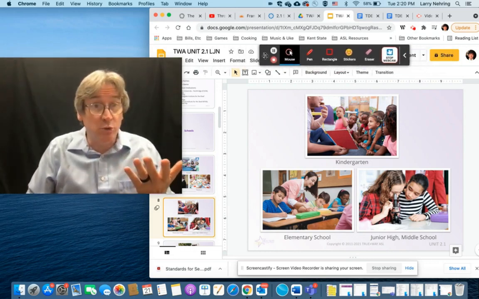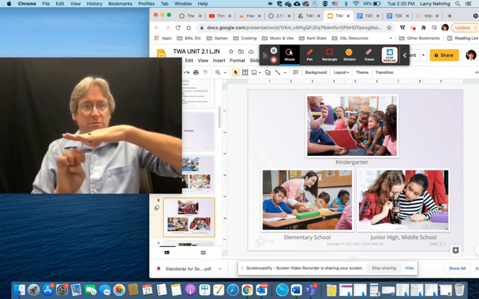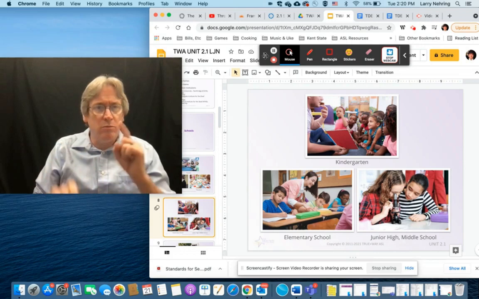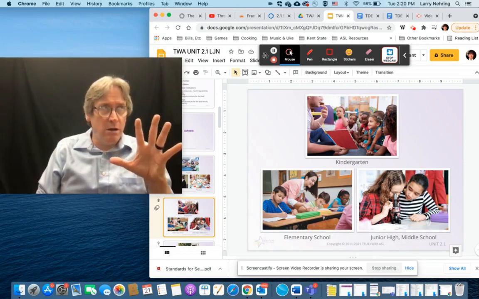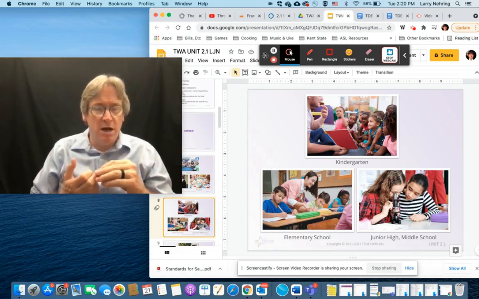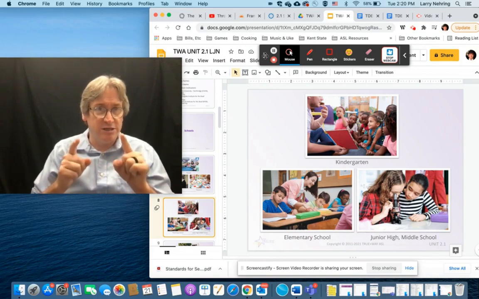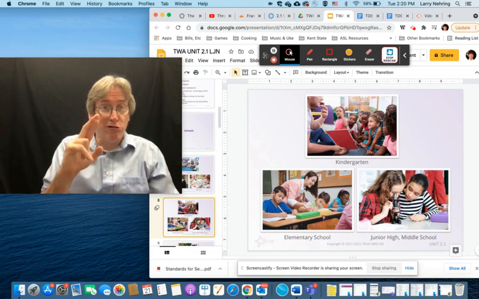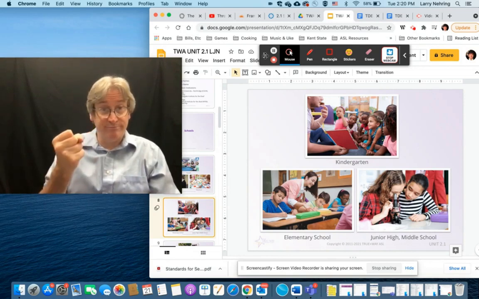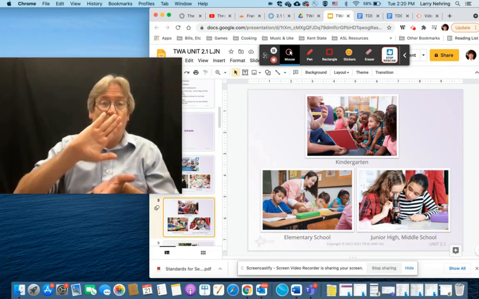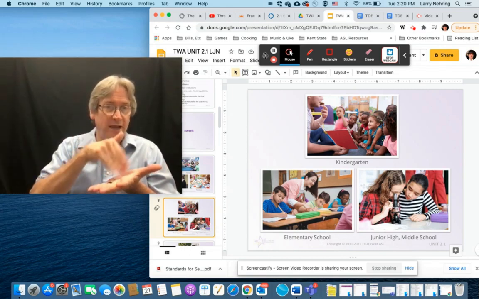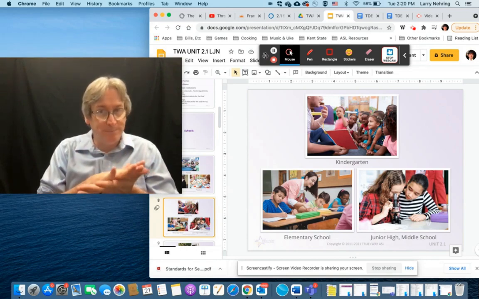Okay, elementary school, similar idea with kindergarten. Elementary school. I think look at the sign to see the different variations on elementary school. Junior high, JR. High school, HS. JR, HS. And then middle school, or middle. So either with the full hand or just the middle school.